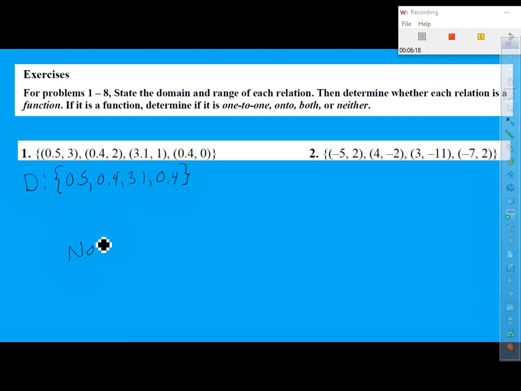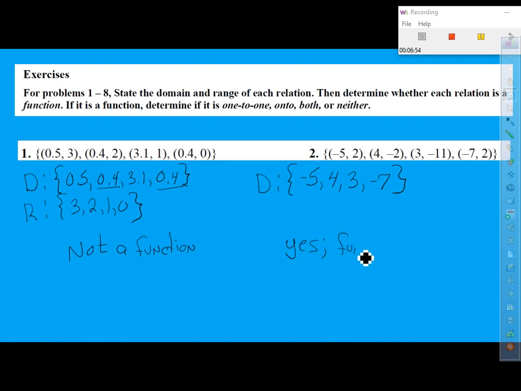Now, right away, guys, I know this is not a function already. How did I know that so fast? 0.4 and 0.4. Now, the range will be the y values. 3, 2, 1, 0. So guys, that's all there is to domain and range when it's a set of ordered pairs. My number 2, my domain is going to be -5, 4, 3, -7. None of those repeat, so yes, this is a function.